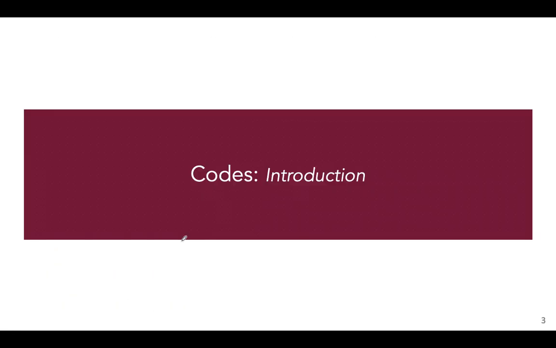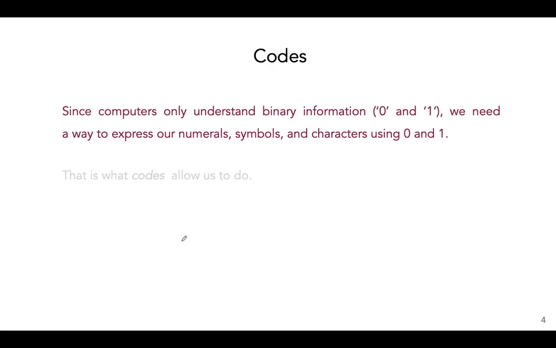Alright, so since computers only understand binary information in the form of zeros and ones, we need a way to express our numerals, symbols, and characters using 0 and 1s. We need a way to convert our high-level language into low-level language. This is what codes allow us to do.